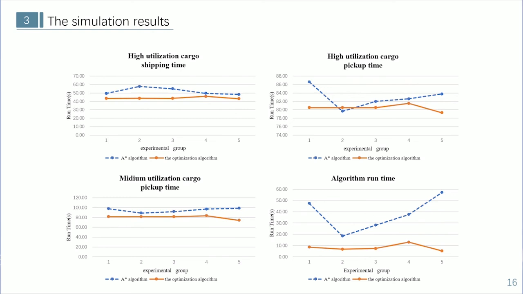In addition, due to the addition of the dynamic weighting table, the robot can make quick decisions when it encounters conflicts and avoid unnecessary path planning. As a result, the running efficiency of the optimization algorithm is improved by 75.5% compared with A-star algorithm.